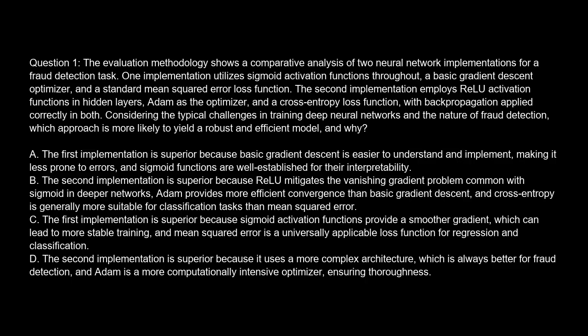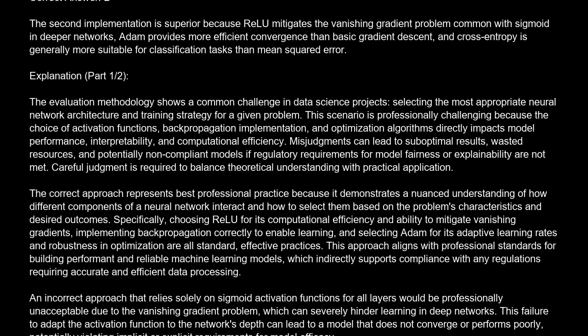Option D. The second implementation is superior because it uses a more complex architecture, which is always better for fraud detection, and Adam is a more computationally intensive optimizer, ensuring thoroughness. The correct answer is B. The second implementation is superior because ReLU mitigates the vanishing gradient problem common with sigmoid in deeper networks. Adam provides more efficient convergence than basic gradient descent, and cross-entropy is generally more suitable for classification tasks than mean-squared error.